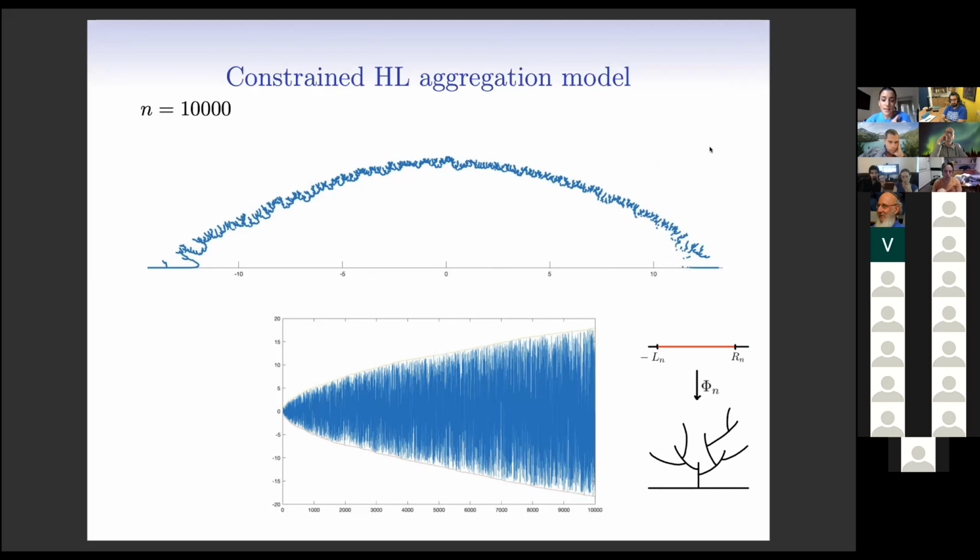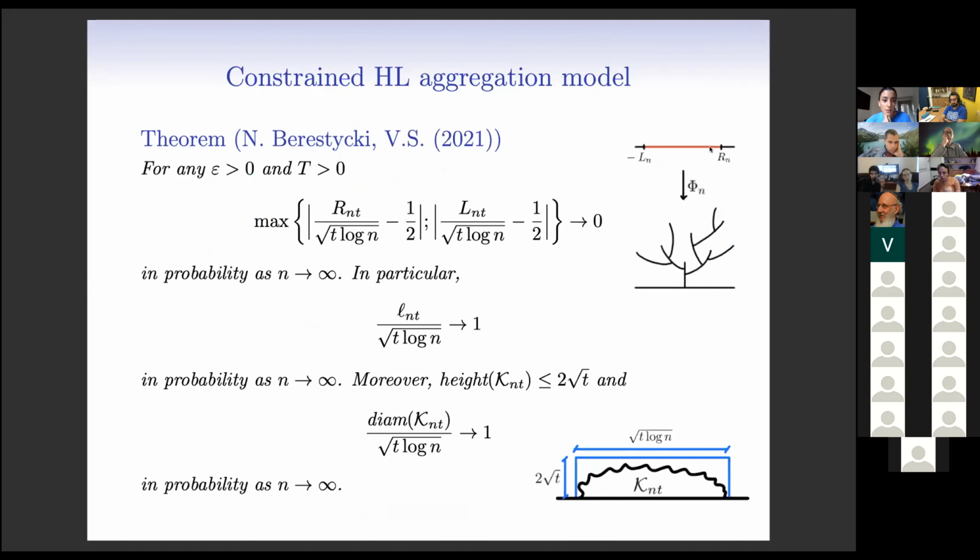So one could wonder, is there a scaling limit? How elongated are these clusters, actually? And so here is the result that we proved with Nathanaël Berestycki in Vienna. So first of all, let's see how the interval grows. Remember, L and R are the extrema of this random interval. What we can show is that these extrema move predictably. So they are concentrated around half the square root of t log n.